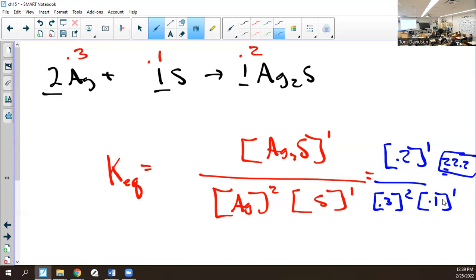Now, my friends, K has no unit. We call this a unitless number. Don't put a unit on it, because technically it would be per molarity squared, but it's just a ratio. We don't really worry about putting a unit for K.